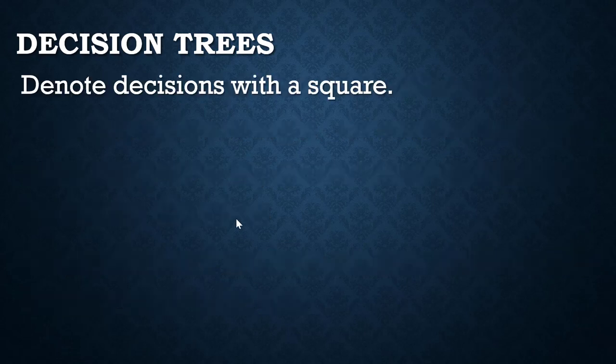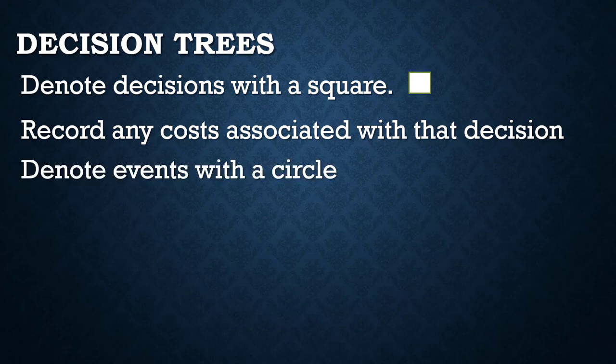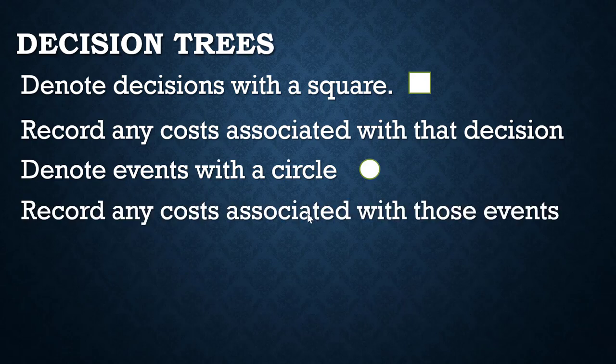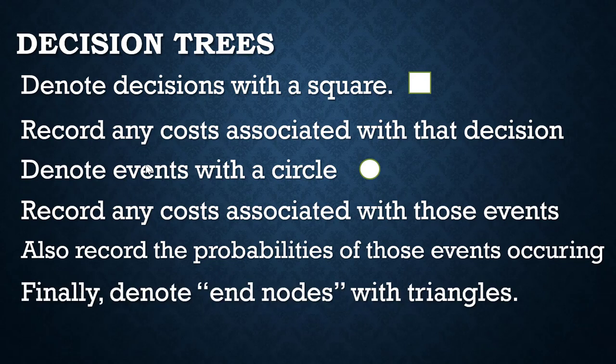Okay. And all your decisions in this tree you're going to denote with a square. And then don't forget to record any costs also associated with those decisions if there are any. And you're going to denote any event with a circle. Okay, and record any costs associated with those events as well. And then you're going to record any probabilities associated with those events also. So again, in the add-in I'm going to show you, there are spots to put in the probabilities and all of the cash flows or payoffs. Finally, once you're done a subtree or a branch, if you will, it's called, you denote your end node with a triangle. Okay.